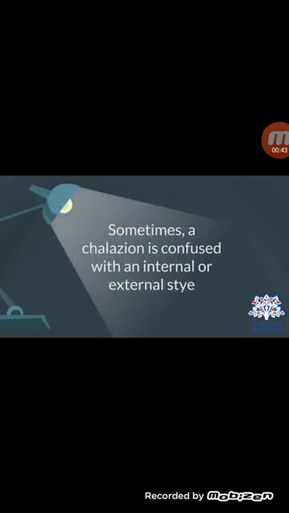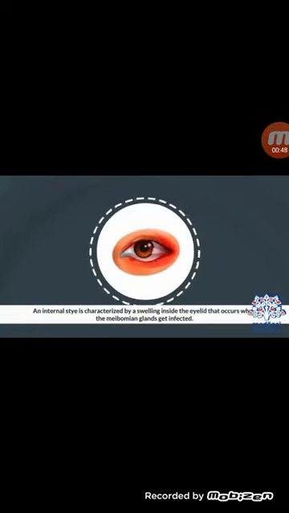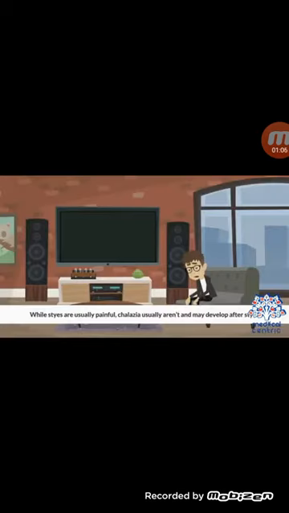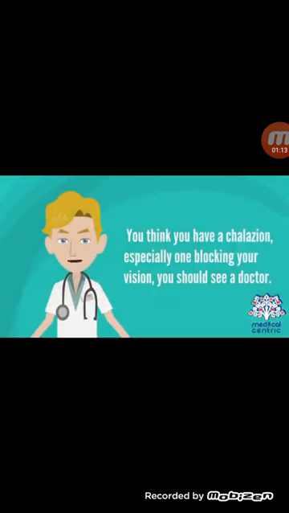Sometimes a chalazion is confused with an internal or external stye. An internal stye is characterized by a swelling inside the eyelid that occurs when the meibomian glands get infected. An external stye is characterized by a swelling on the edge of the eyelid that occurs when the area of the eyelashes and sweat gland gets infected. While styes are usually painful, chalazia usually aren't and may develop after styes. يعني غير مؤلم. If you think you have a chalazion, especially one blocking your vision, you should see a doctor.